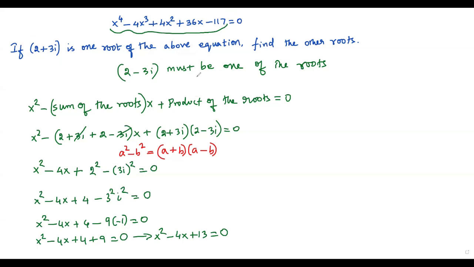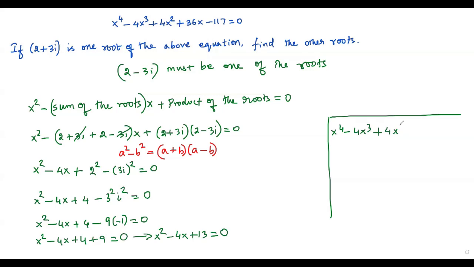So how do we get the other factor? For that, we can use long division. Okay, let me write the long division over here. In long division, we have to take this polynomial as a dividend, that is x to the 4th power negative 4x cube positive 4x square positive 36x negative 117. And we have to use this quadratic expression as divisor over here, x square negative 4x positive 13.